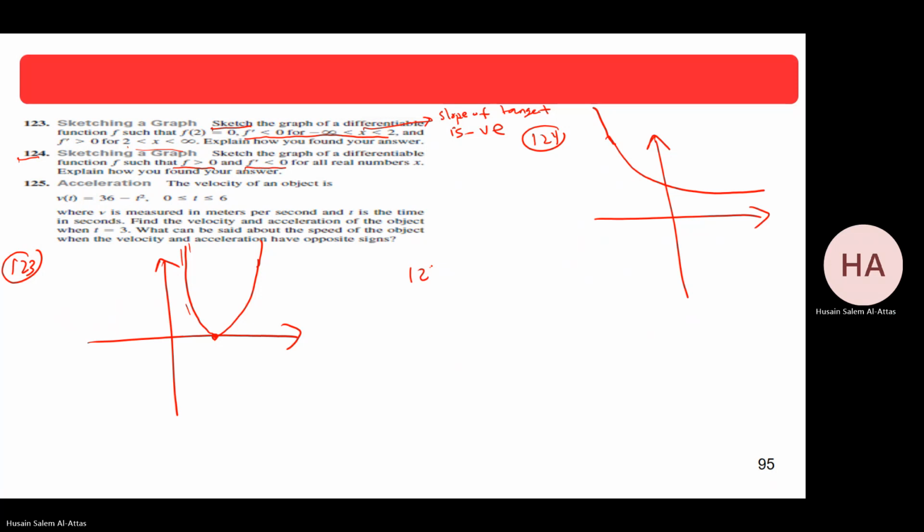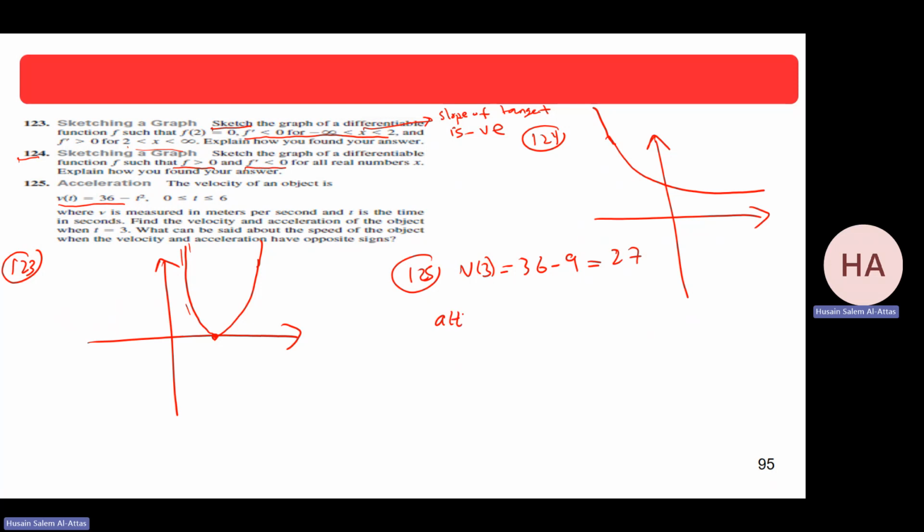125, what they want, he gave you v at t. This is the velocity. Find the velocity and acceleration of the object when t equals 3. V at 3, just substitute 36 minus 9, and that will be 27.